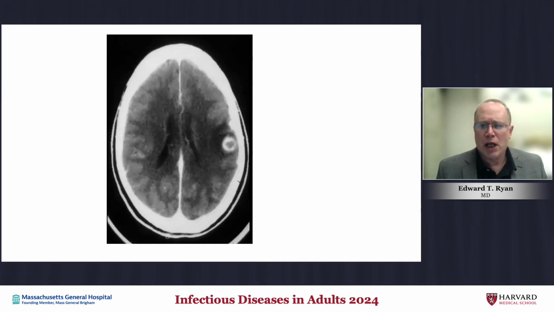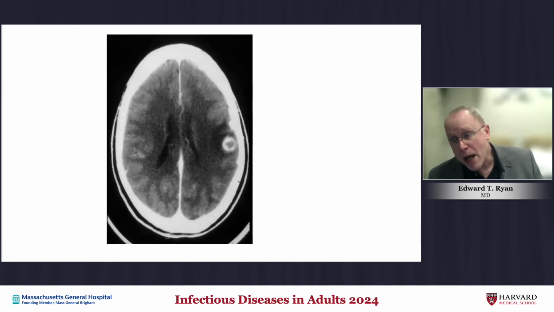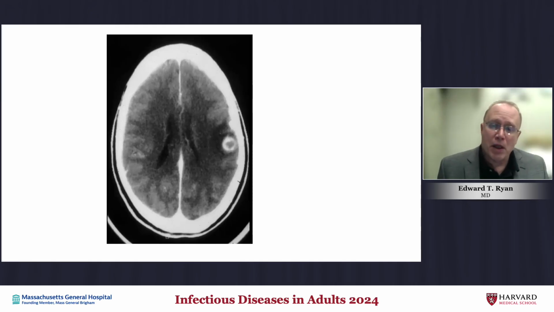And you get an imaging, and the imaging shows a single ring-enhancing lesion of the brain with surrounding edema. So this might be a pyogenic brain abscess. This might be something else. This might be CNS lymphoma. If she's immunocompromised, this could be toxoplasmosis, etc.